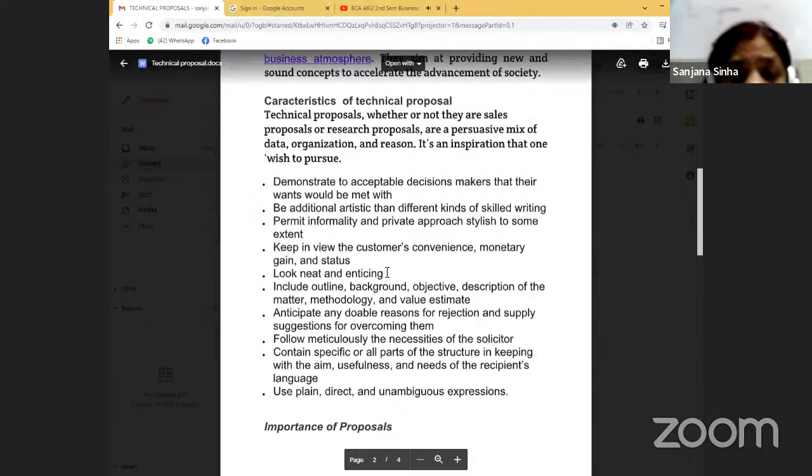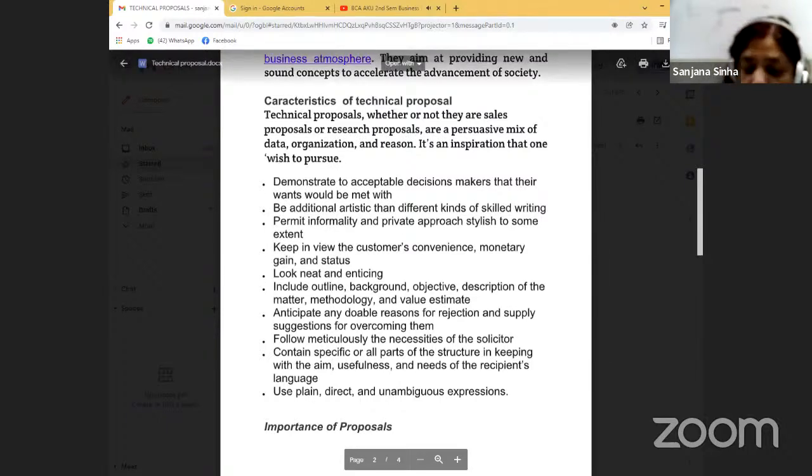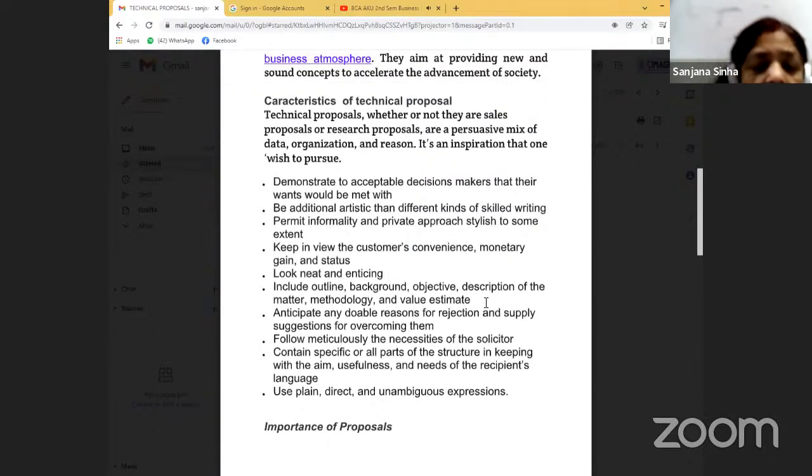Look neat and enticing. It means it should look attractive. Enticing means attractive. A neat and clean and tidy always attracts. Include outline, background objective, description of the matter, methodology, and value estimated. Include everything, an outline which says everything.